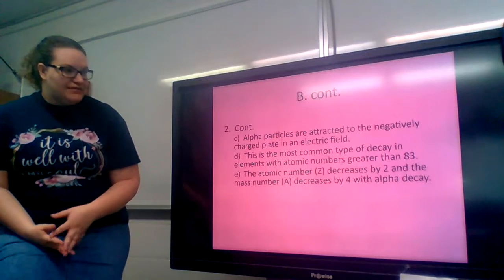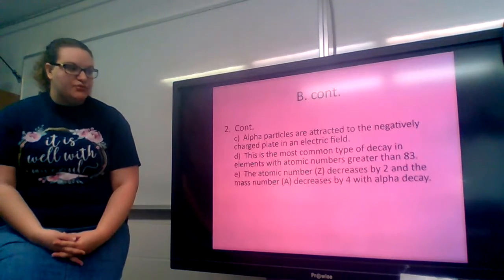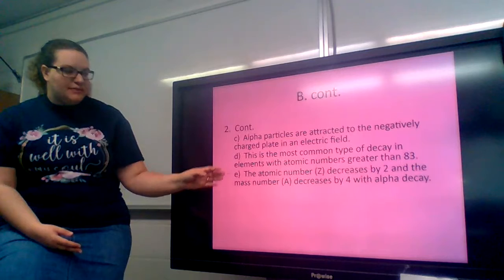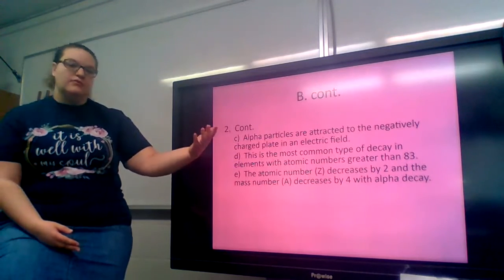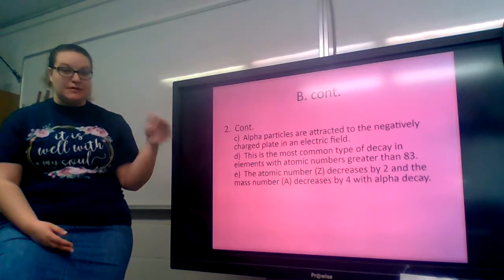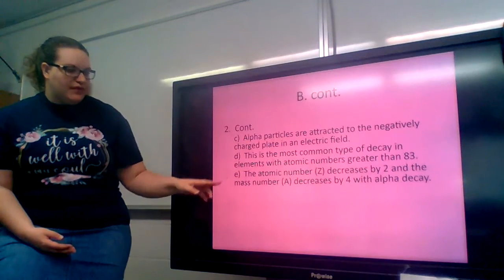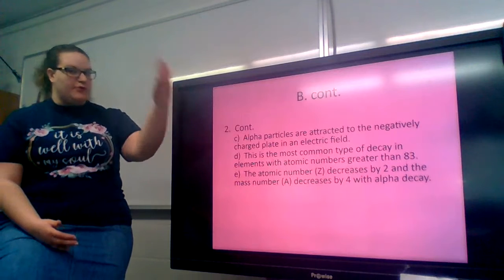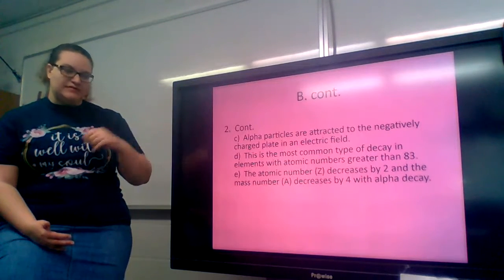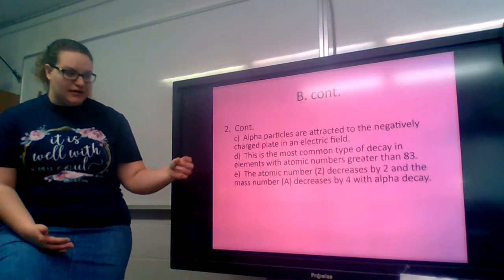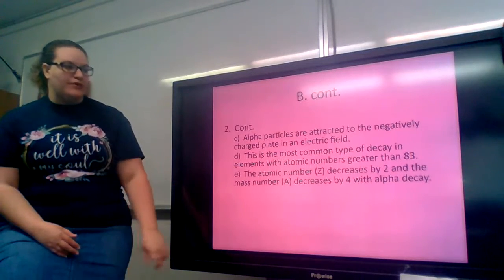This is the most common type of decay in elements with atomic numbers greater than 83. The atomic number Z, remember all the way back to the very beginning of chemistry, decreases by 2, and the mass number, A, the capital A, decreases by 4 with alpha decay.